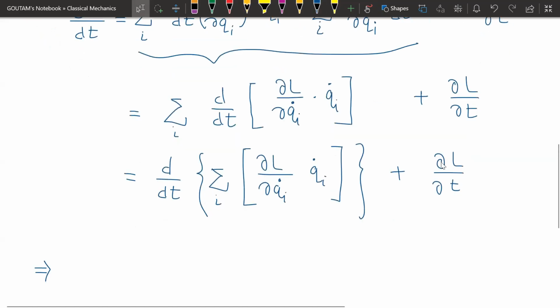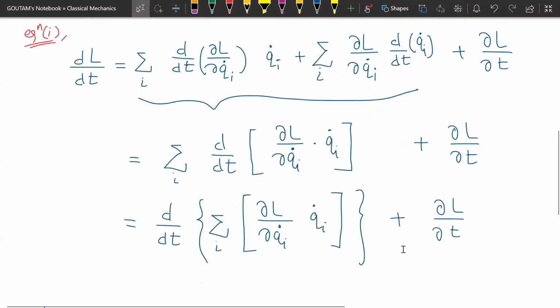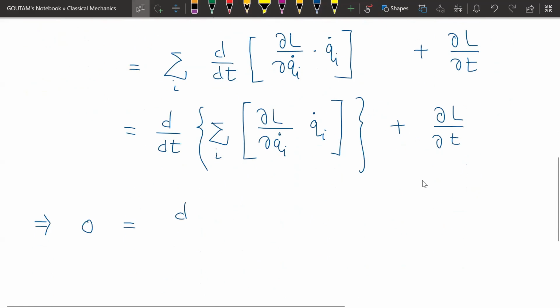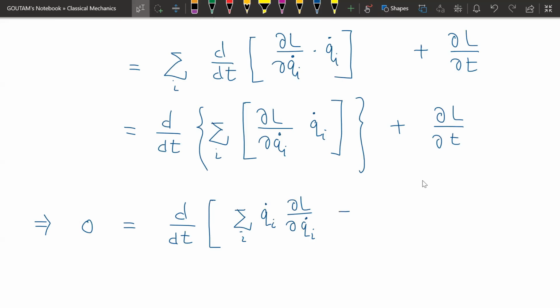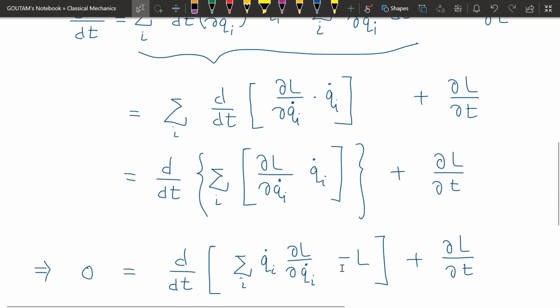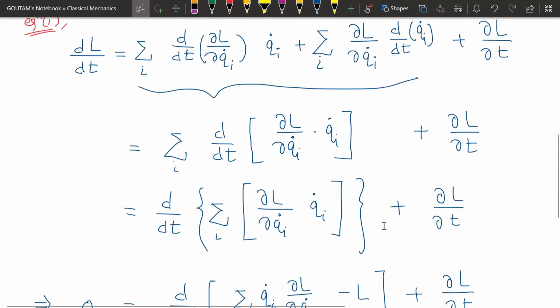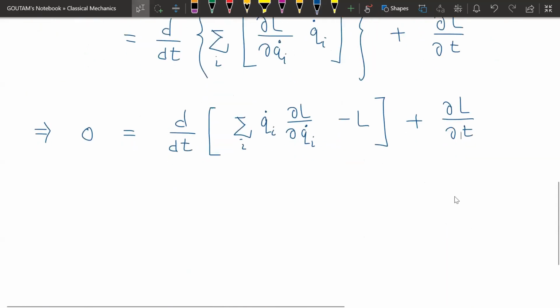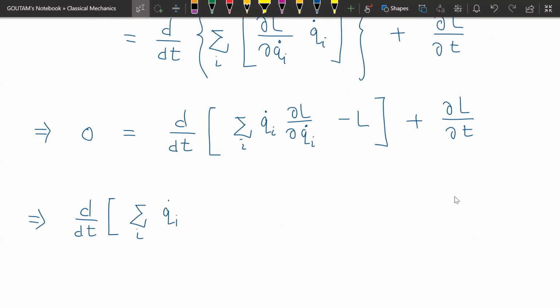So in that case, if we take this dL/dt to the right hand side, then 0 equals d/dt of the sum over i of q̇i ∂L/∂q̇i minus L, plus ∂L/∂t. This minus L will be dL/dt minus dL/dt, and this term will come from the left hand side. We can also write it like d/dt of the sum over i of q̇i ∂L/∂q̇i minus L equals minus ∂L/∂t. Let's call it equation 3.